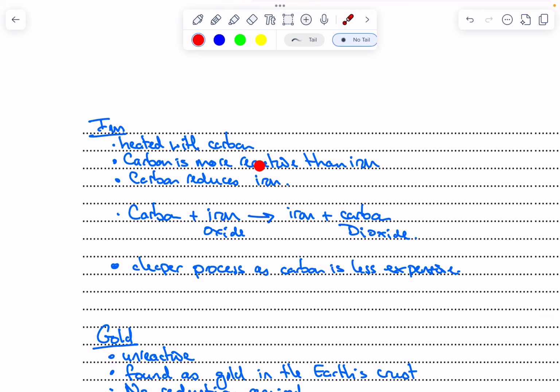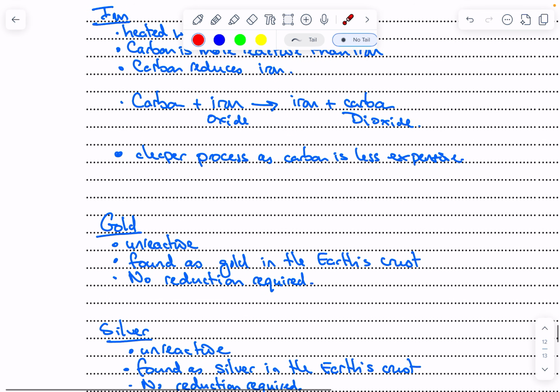Carbon is more reactive than the iron because it's higher in the reactivity series, and therefore carbon reduces the iron. So what that means is the carbon reacts with iron oxide and it takes the iron and leaves it on its own because the carbon takes away the oxygen to form carbon dioxide. This process is cheaper because carbon is less expensive than, say, the electricity we used for electrolysis.